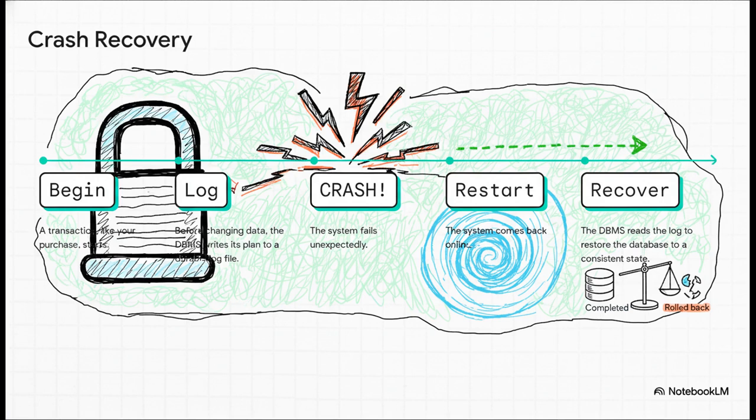Before it makes any change to the real data, it first writes down what it's about to do in this special indestructible log file. It's like the database's black box. So if a crash happens, when the system restarts, it just reads the log. It can see if your transaction finished. If it did, it makes sure that change is permanent. And if it didn't, it just rolls the whole thing back, like it never even happened. No data is ever lost.